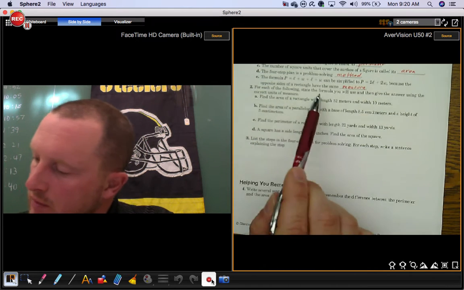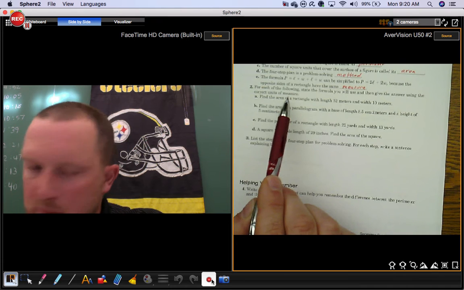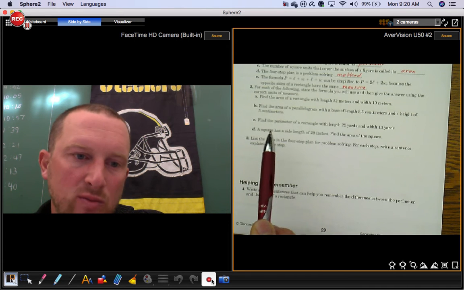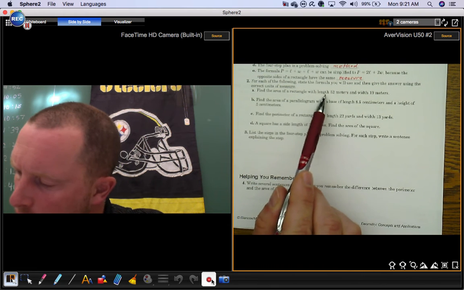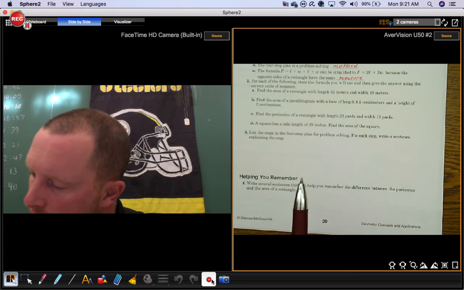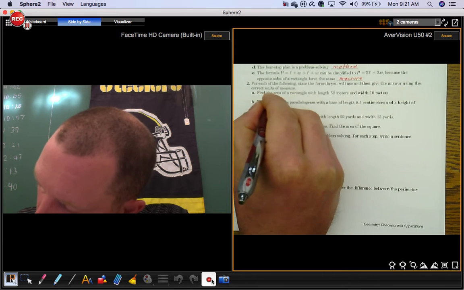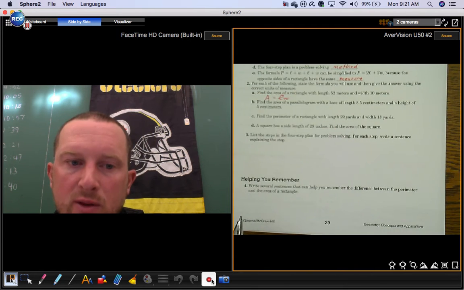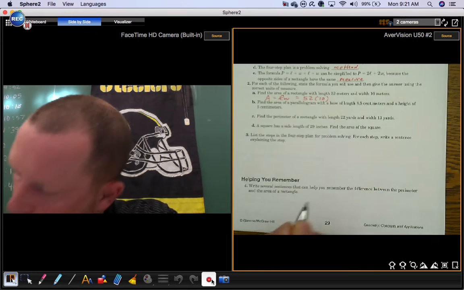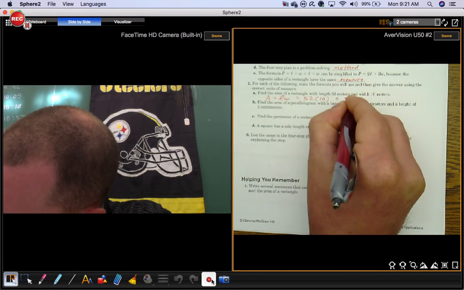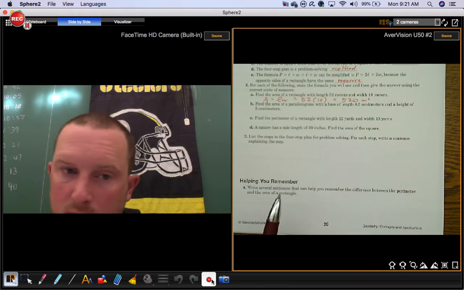Number 2, for each of the following state the formula you would use and give the answer using the correct units of measure. So we're basically doing everything we've done in this section already, just in the word form of it. Part A, find the area of a rectangle with length 52 meters and width 10 meters. So what formula are you going to use to find the area of a rectangle? Length times width. The length's 52, the width's 10, just multiply them. Don't forget your unit. It's got to be squared.